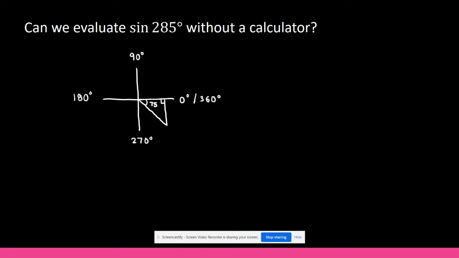So notice that because 75 degrees does not fall into one of our nice special right triangles, it's not 30, 60, 90, it's not 45, 45, 90. In the past, we've always said that no, we are not able to evaluate without a calculator. That's going to change. Now we're going to be able to. So let me talk about how we're going to be able to.